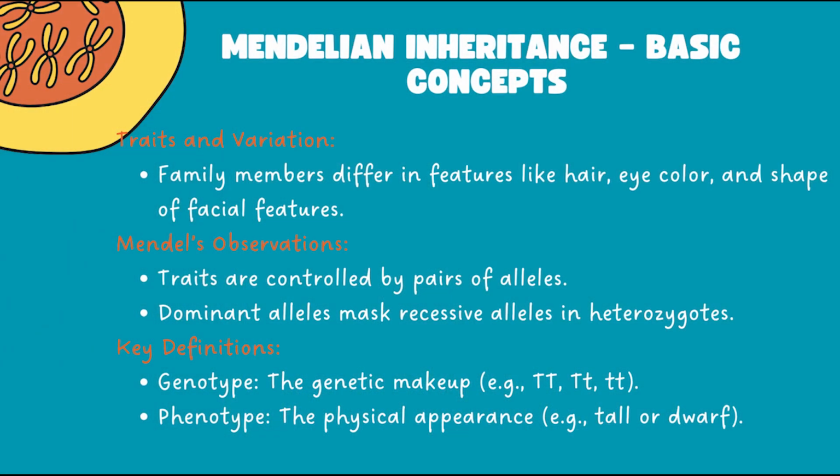Every individual is a mix of traits inherited from their parents. Mendel found that traits are controlled by pairs of alleles. In a heterozygote, one allele is dominant and can mask the presence of a recessive allele. That's why, for example, if you inherit a dominant trait like tallness, you will show the trait even if the other allele is for dwarfism. So your overall genotype, which is your genetic makeup, and phenotype, or your appearance, are determined by these interactions.